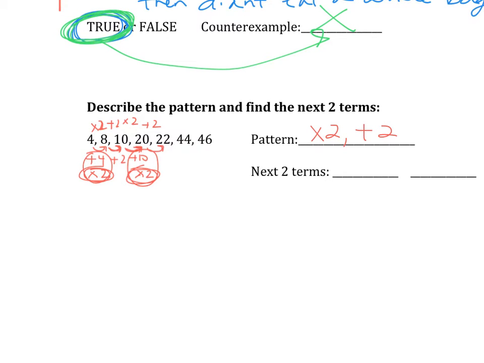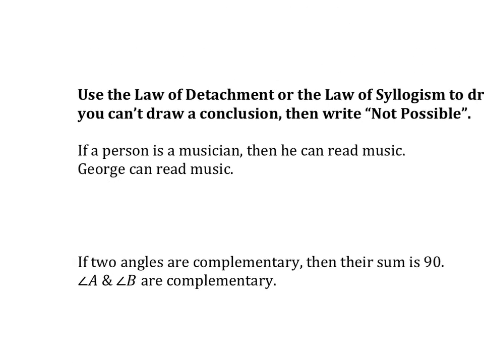Which means your next two terms, if the last thing we did was plus 2, then we need to do times 2. So 46 times 2 is 92. And then for the next one, we need to do plus 2, which would be 94. So that's patterns. Just looking at what is the pattern and what are the next couple terms for that. Last few.